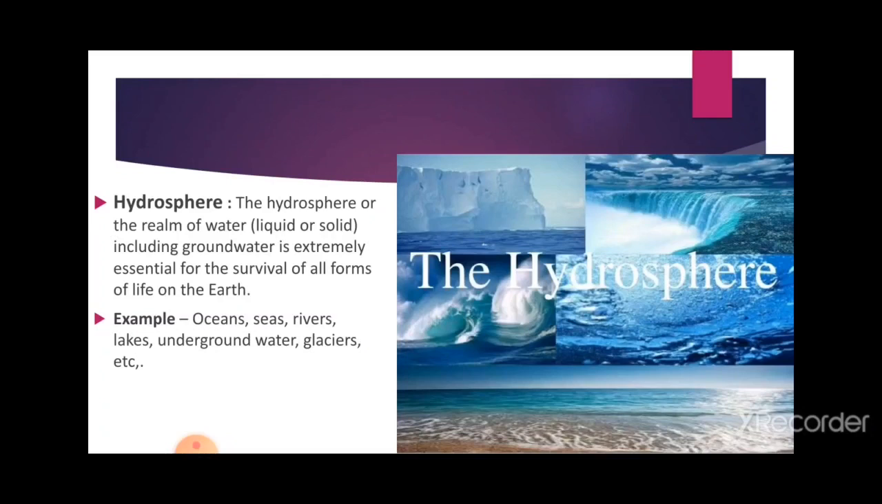Water is found in several states such as ice, glaciers, and ice sheets. It is also found in liquid form such as oceans, rivers, lakes, ponds, and underground. It is also found in a gaseous state as water vapor in the atmosphere. So these are the different forms found in the hydrosphere.